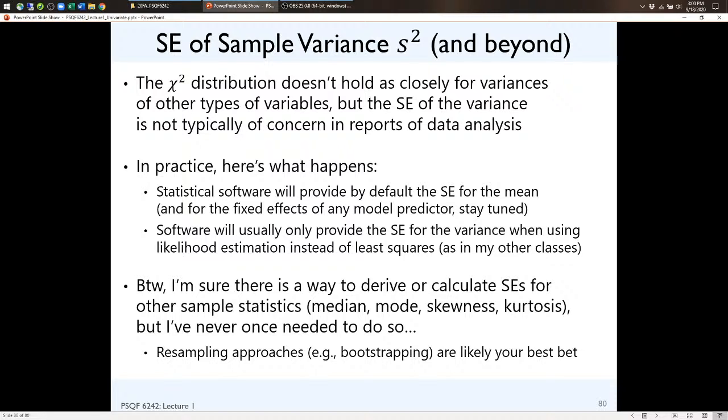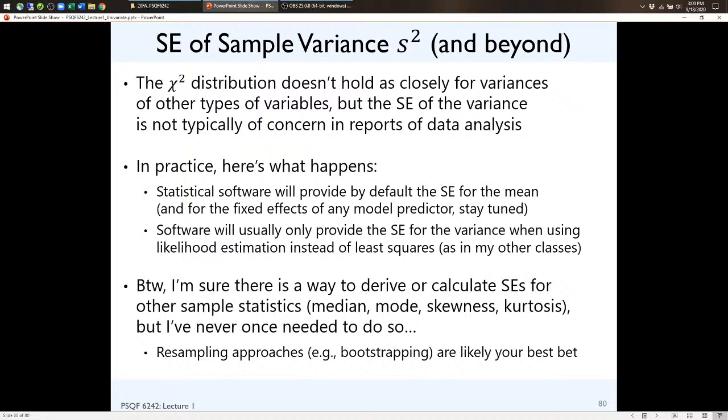But the standard error of the variance is not typically something that would be of concern. So it is technically possible to do hypothesis tests that would compare a standard deviation from a sample to a standard deviation of a population. I have never seen that in practice, and I would have to look it up to figure out how to do it. So the standard errors of variances or standard deviations tend not to be a thing as much as they are for means or what we're eventually going to have in modeling contexts of intercepts and slopes.